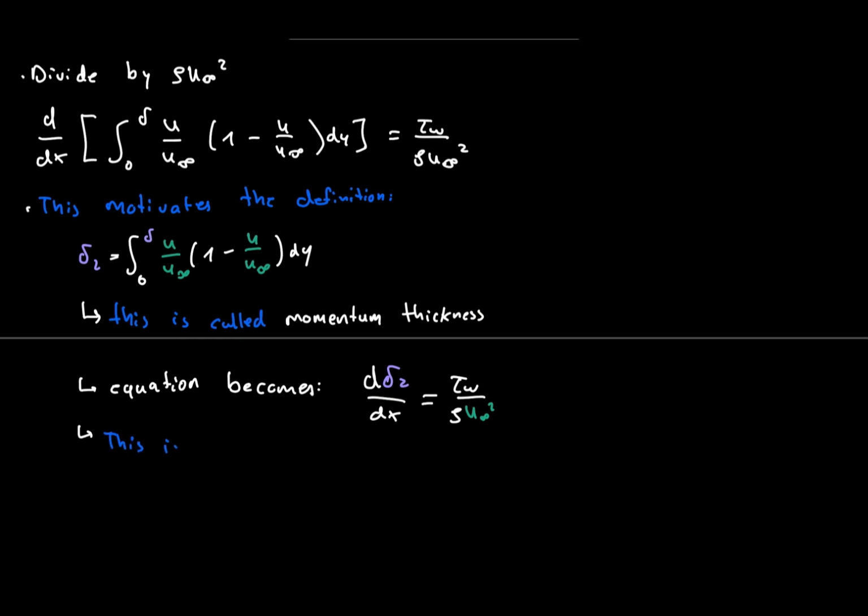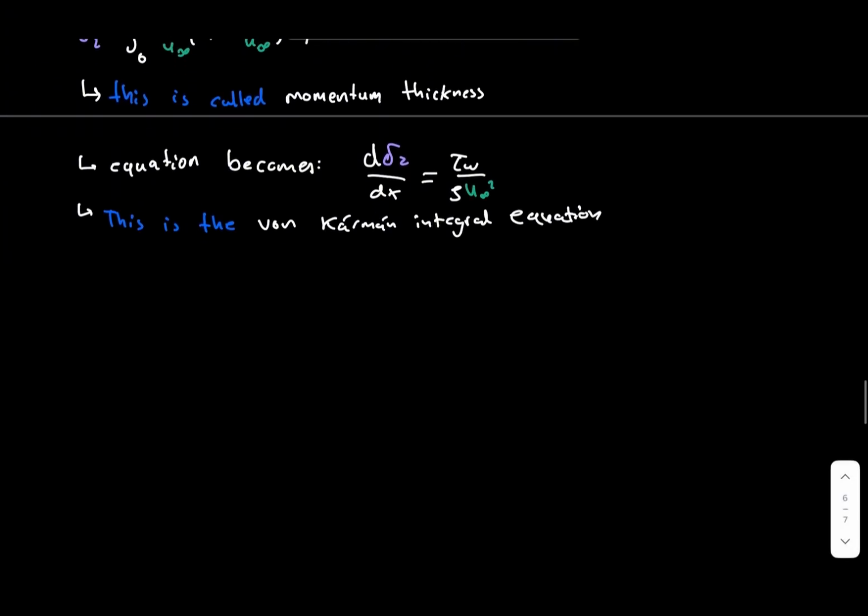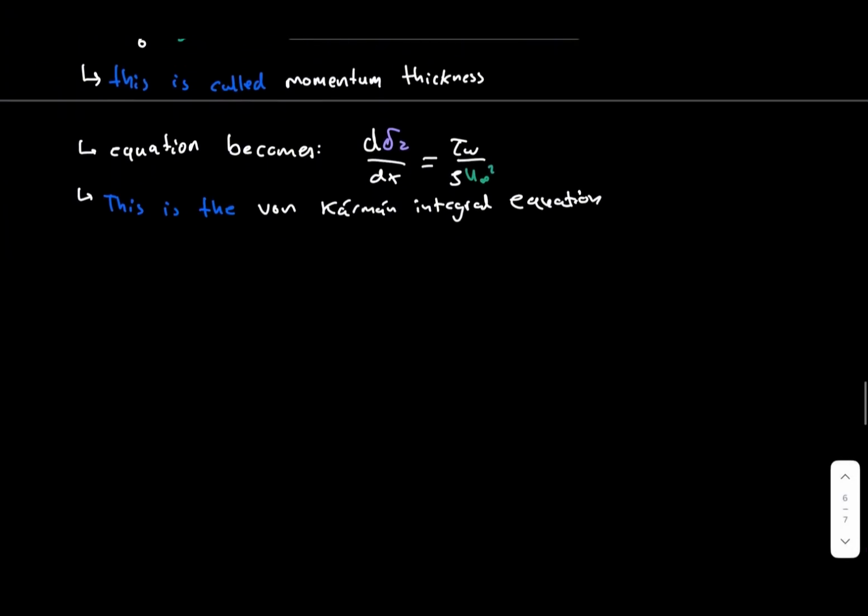This is the von Kármán integral equation. It tells us that the growth of the boundary layer is directly caused by shear at the wall. This expression measures how much momentum is missing due to the boundary layer.